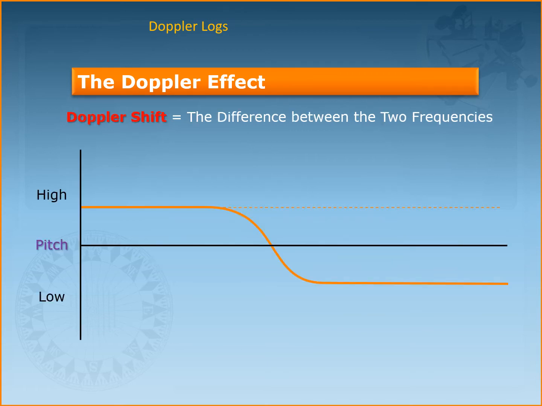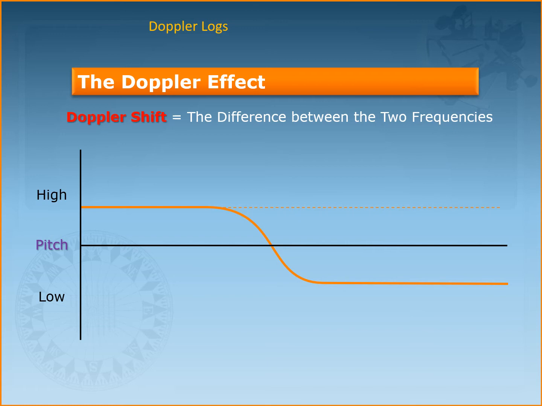So if the pitch or the frequency of the signal is graphed against time, this is how the curve will look. The difference between the frequency heard or measured by the listener and the frequency transmitted by the source is an indication of the speed of the sound source. In other words, the frequency difference depends on the speed at which the source of the sound is traveling.